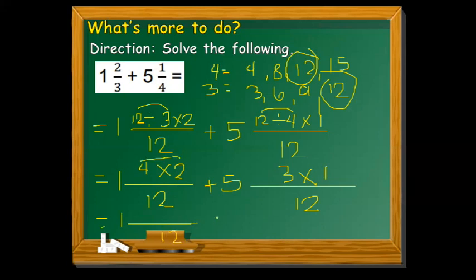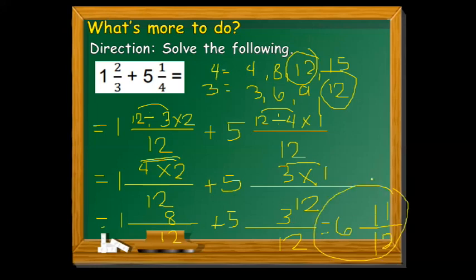Denominator natin muna, 5, and 12, and 12. And then, 4 times 2, we have 8. The other one naman, 3 times 1 is 3. Then now we will add. So 1 plus 5, yung whole number niya, 6. And then 8 plus 3 equals 11. And copy the denominator. So mas madali siyang way. 6 and 11 over 12. Okay? So let's have another example.